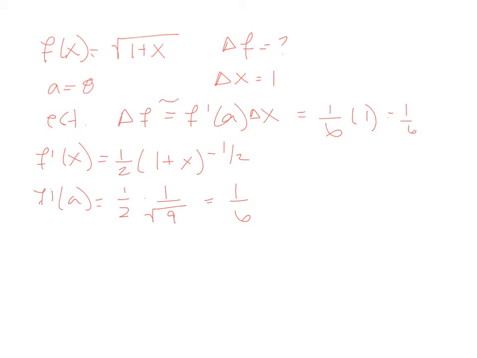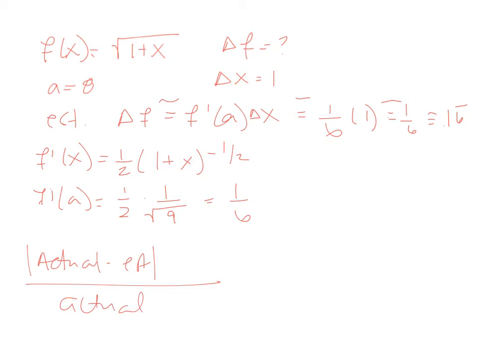Now remember, this is an estimation. So the estimation is 0.16, excuse me, 0.167. So that becomes my estimation. Now I'd like to see how off we are. How bad is our error? So remember, error is actual minus estimate, absolute value, over actual.